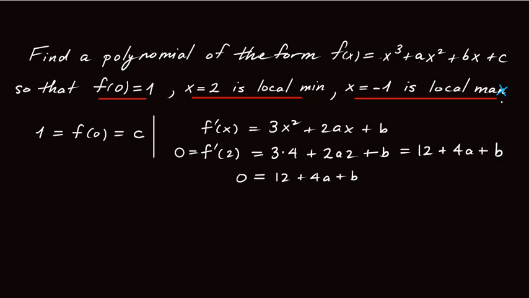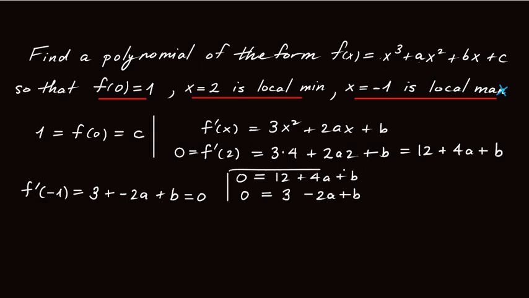X equals minus 1 is supposed to be a local max, meaning that the derivative should be 0. So again, I'm going to look at f prime, but now at minus 1. If I plug in minus 1 into my derivative, I get minus 1 squared is 1, so I get 3 plus minus 1 in for x here gives me a minus 2a plus b, and that should be equal to 0. So I get a second equation, which is 0 is equal to 3 minus 2a plus b. These are my two equations.